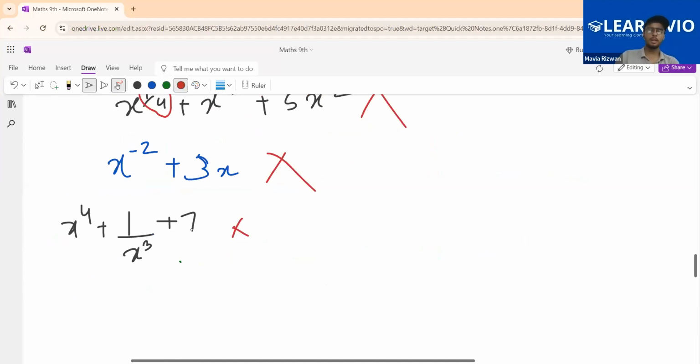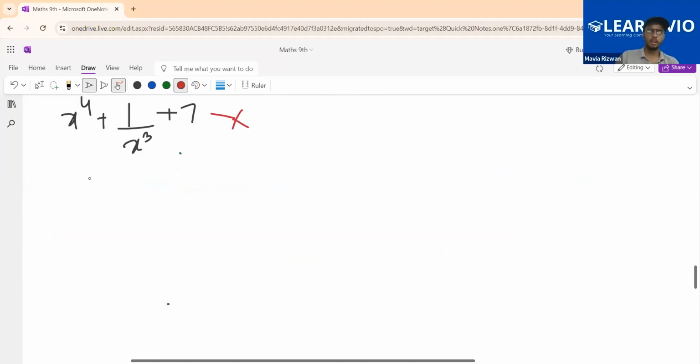Yes. Now tell me, is (x^(1/2) + 2) whole square a polynomial? No. Why not? Because it's 1 by 2. Okay, but I can see a square on the whole. So what will happen if I open the square?